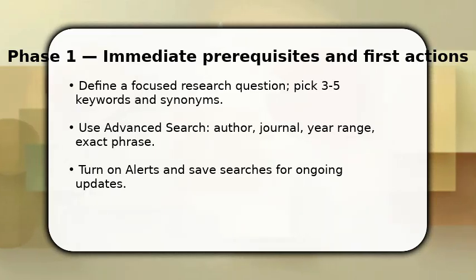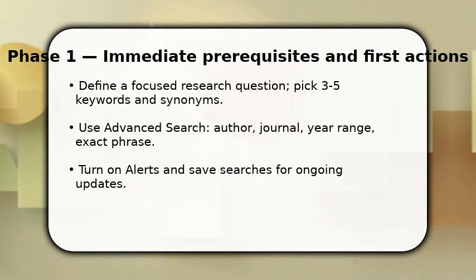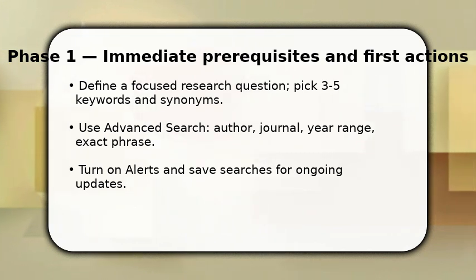You begin with a sharp question. What gap are you filling and why does it matter? Translate that into 3-5 keywords plus synonyms and Boolean combos. Open Google Scholar, use advanced search fields: author, journal, year range, and test an exact phrase query.